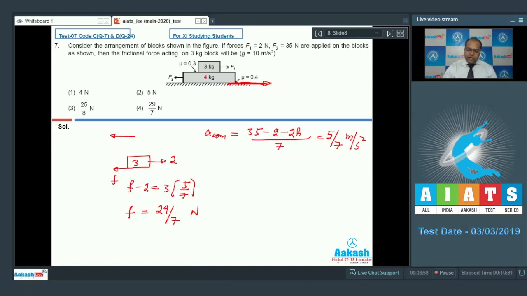Now if I calculate the maximum friction possible between the 3 kg and 4 kg surface, then F max comes out to be 0.3 into 3 into 10. So it comes out to be 9 Newton. Since the value of the applied friction is less than the maximum friction possible, this case can be possible. So the correct answer for question number 7 is option 4. Let's move to question number 8.